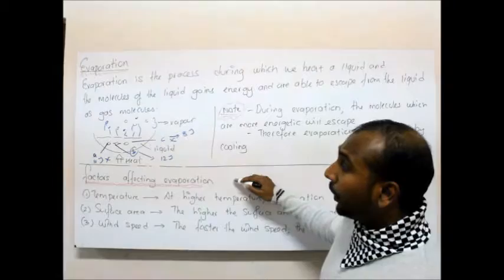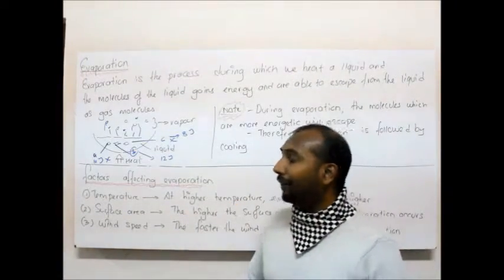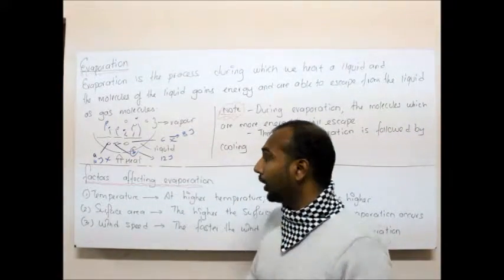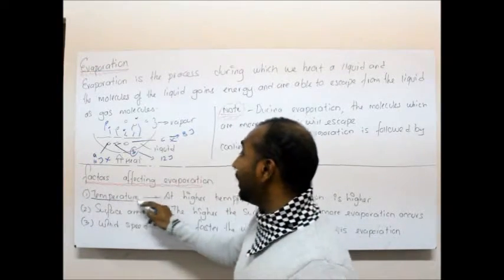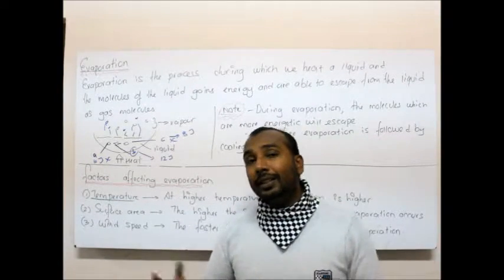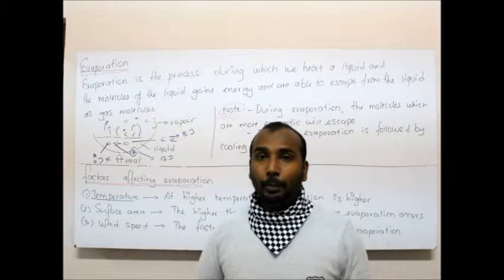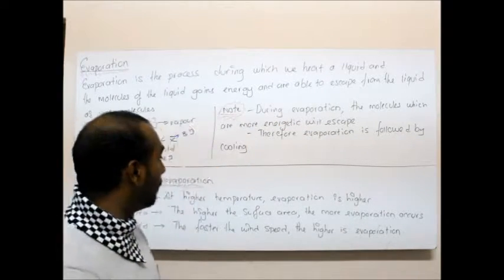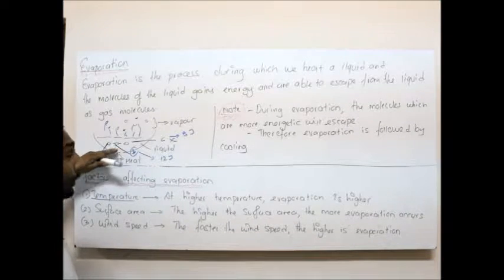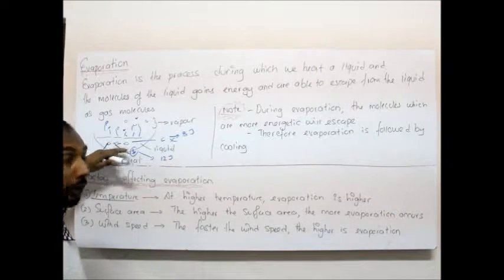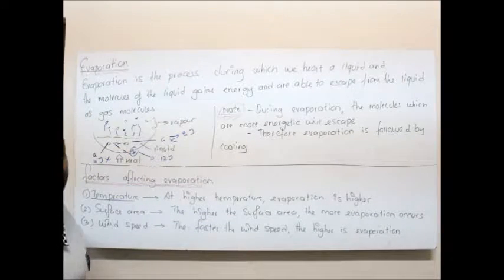In the next part, we're going to look at the factors that affect evaporation. There are three factors which affect the rate at which evaporation occurs. The first is temperature. If you increase the temperature, you will have more evaporation. This is obviously because if you are supplying more heat, it will be able to break more bonds, the molecules will have more energy and can escape.